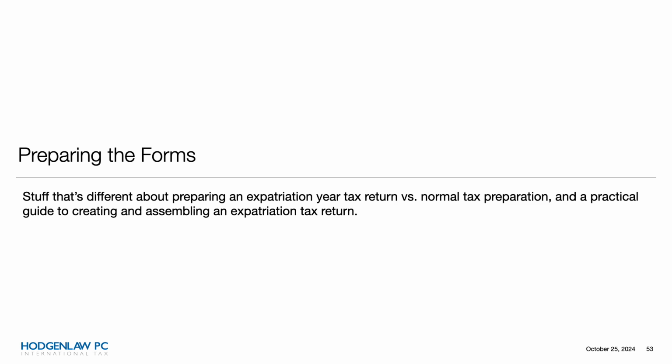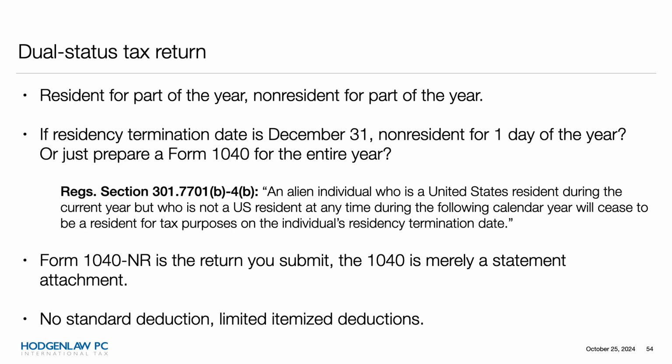Now let's talk about actually preparing the tax returns. So you're doing a dual status tax return. You have someone who's a resident for part of the year, non-resident for part of the year. And one question I've always kind of had is, if the residency termination date is the default date, because you only get the earlier termination date if you meet all the criteria for that, but if you default to December 31st, are you a non-resident for one day of the year, December 31st, or do you just prepare a regular Form 1040 for the year?